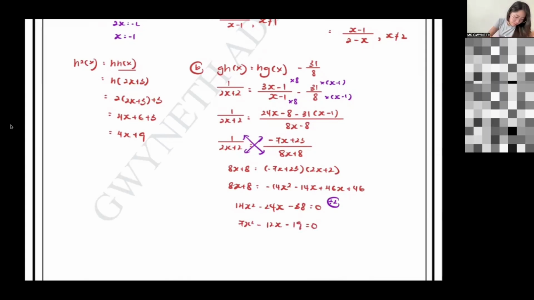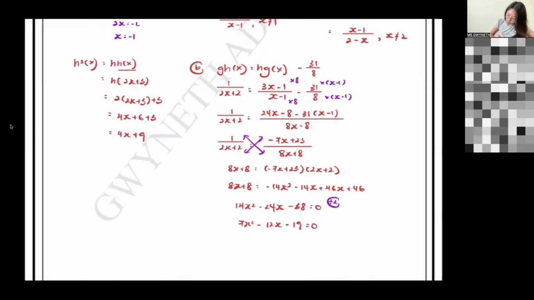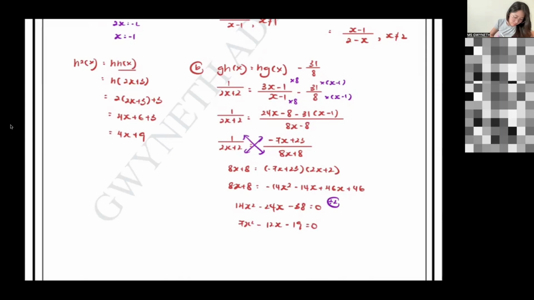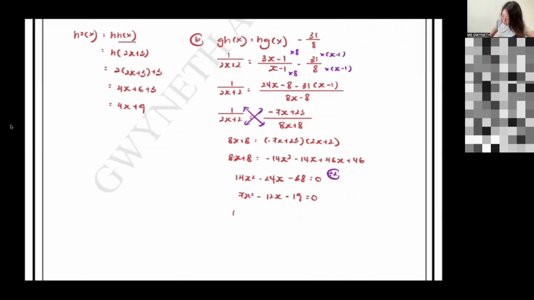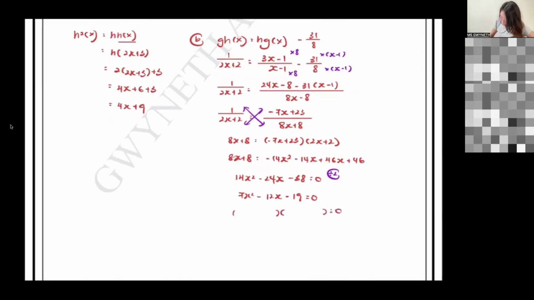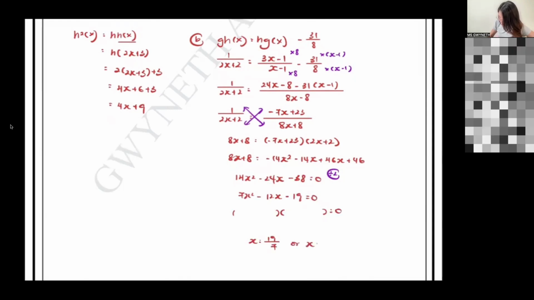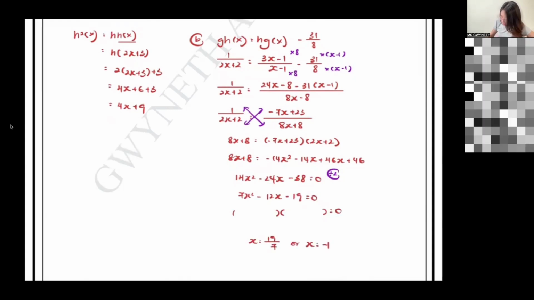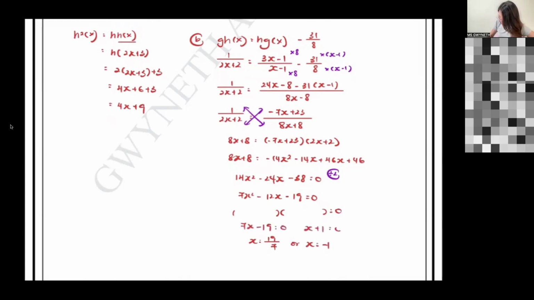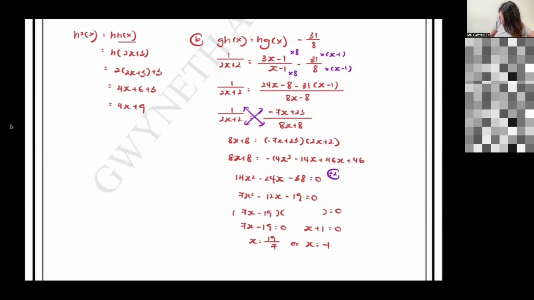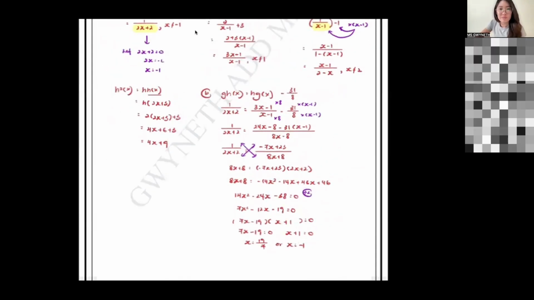Then can factorize or not? 7, negative 12, negative 19. Yeah, can. Open up the brackets. Answer from calculator, the first one is 19 over 7, and the other one is negative 1. Now work backwards. So 7x minus 19, x plus 1. There you go.